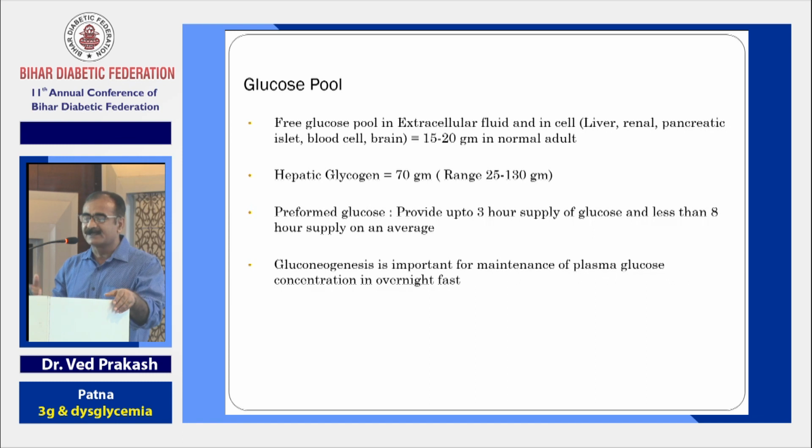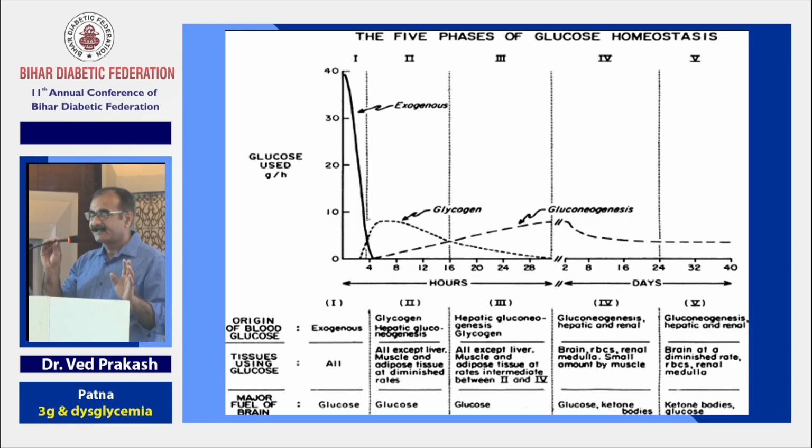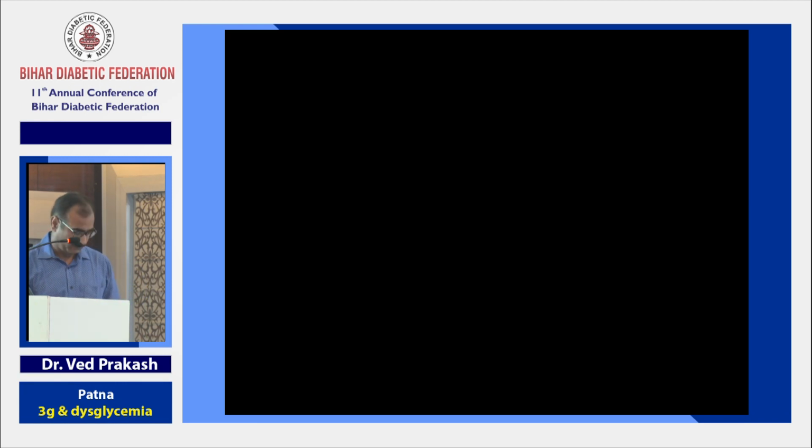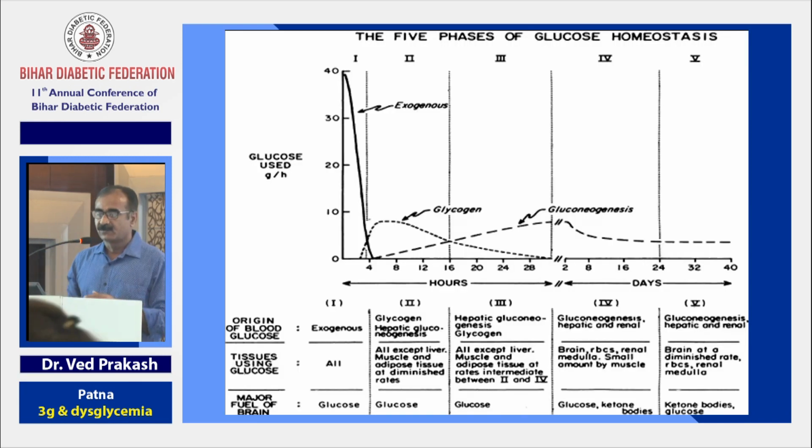So gluconeogenesis is important for maintenance of plasma glucose concentration when fasting extends beyond 8 or 12 hours. In an overnight fast, the morning fasting plasma glucose level is maintained within the normal range mainly by gluconeogenesis. So this is a very interesting graph which denotes the five phases of glucose homeostasis.